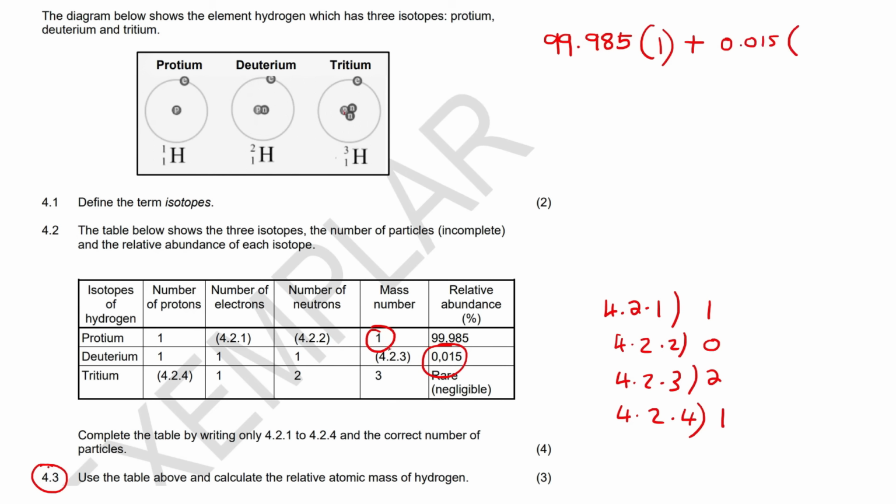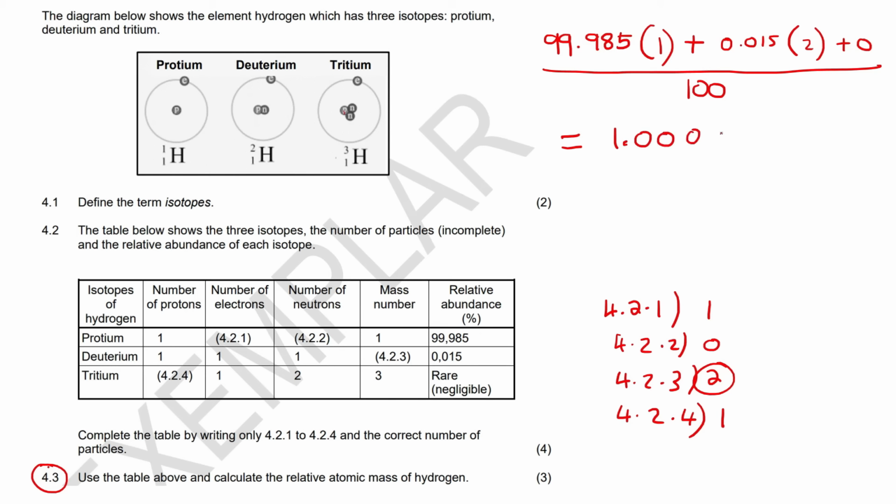0.015, multiplied by its mass, which was 2, plus this one is just 0 because they said that it's negligible. Okay, and then you divide all of that by 100. As I said, I have shown this before in a previous video on how to calculate relative abundances. Now, if we calculate this, you end up with an answer of 1.00015, and then mass is always measured in grams in chemistry. So go check out that video if you haven't watched it, where I do explain this.